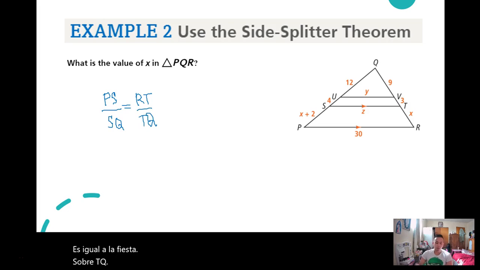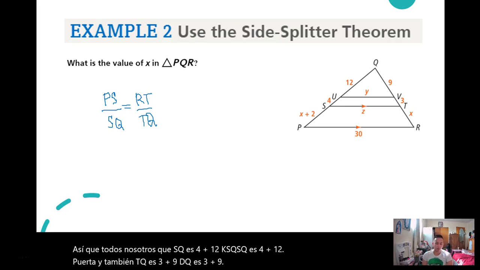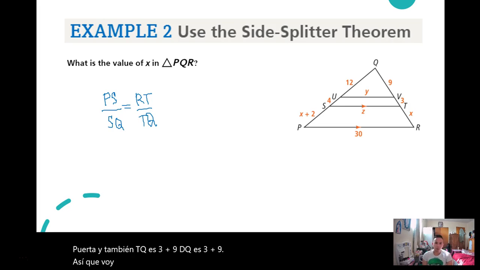Why? By the side splitter theorem, we can write the proportion in terms of x and solve. So we all know that SQ is 4 plus 12, and also TQ is 3 plus 9. So what's the measurement of PS? It's x plus 2.